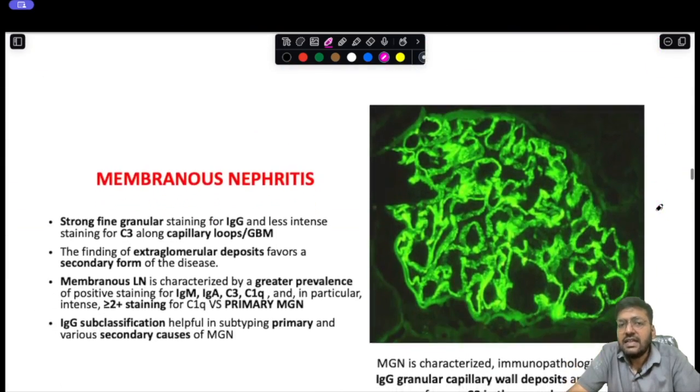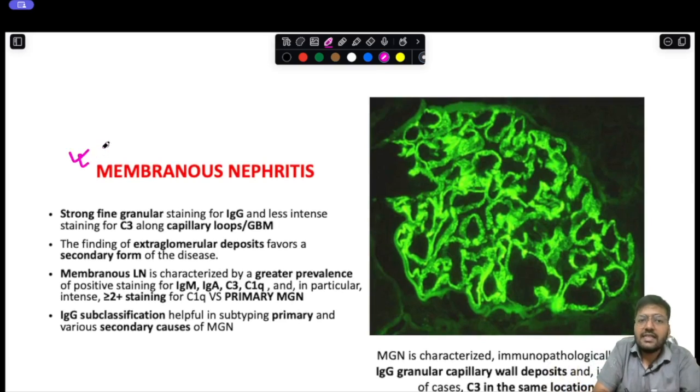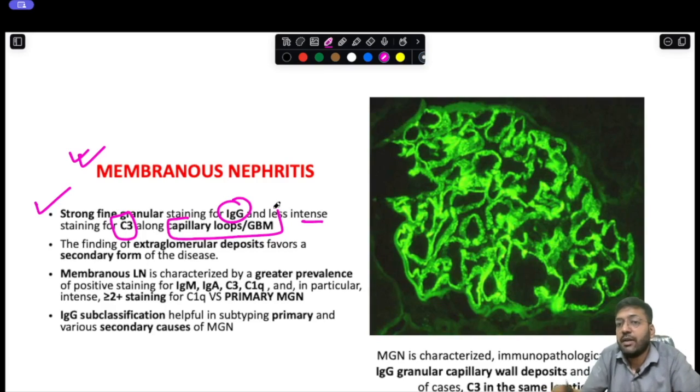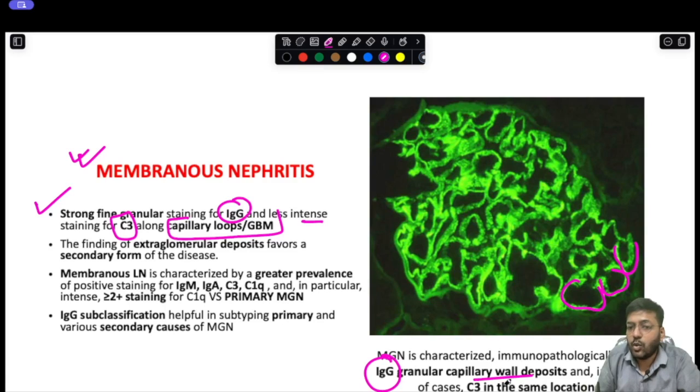Okay. The next important type of glomerular disease that we will discuss is membranous nephritis. Here, the immunofluorescence pattern characteristically shows strong fine granular staining for IgG and less intense staining for C3 along the capillary loops or glomerular basement membrane. So you see there is very little or no mesangial deposit, only the glomerular capillary basement membrane or capillary loops are stained. So MGN is characterized immunopathologically by IgG granular capillary wall deposits, and in most cases C3 is also present in the same location. The finding of extraglomerular deposits favors secondary form of disease.